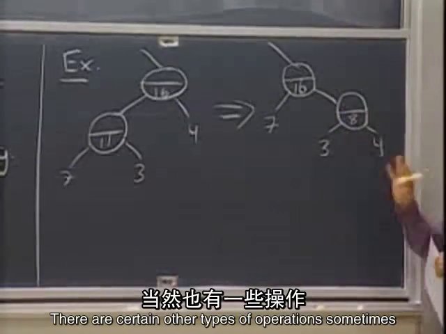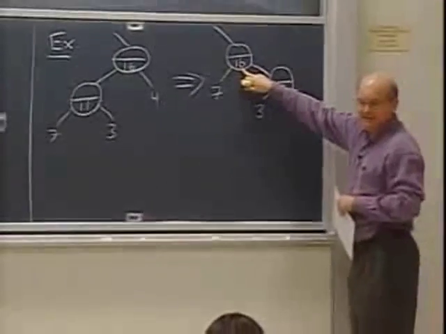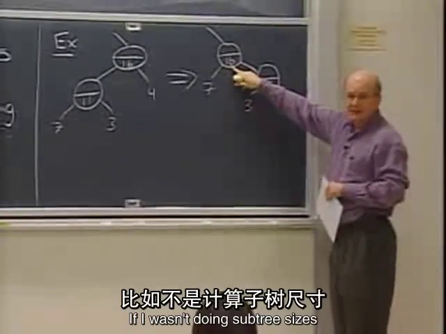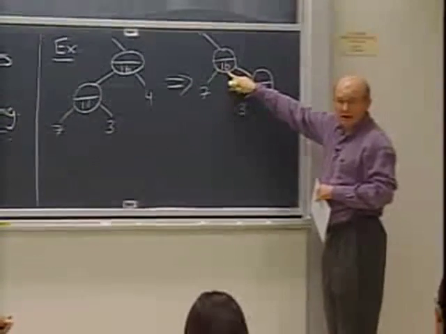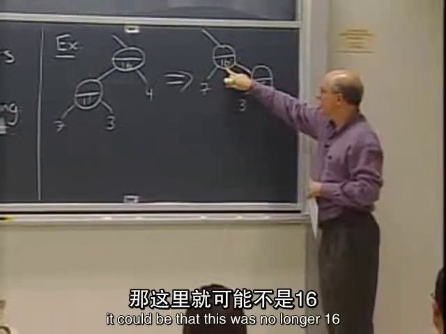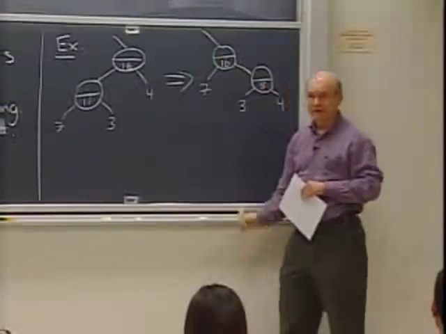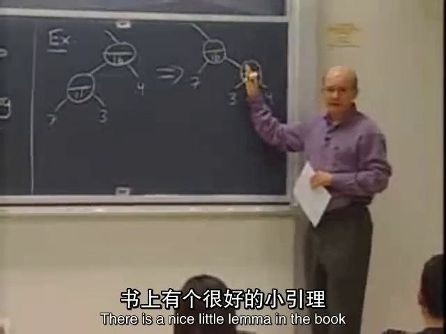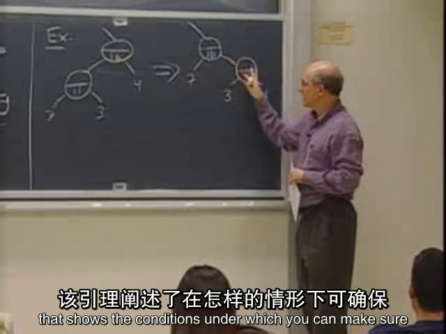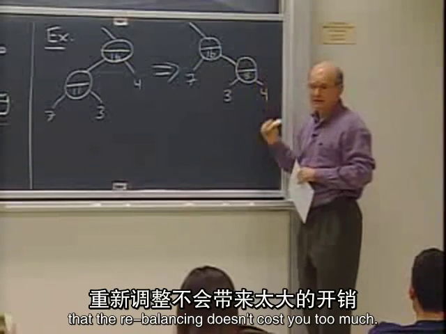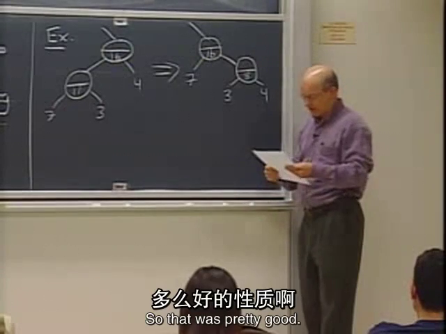Now there are certain other types of operations that sometimes occur where this isn't the value. If I wasn't doing subtree sizes but some other property of the subtree, it could be that this was no longer 16, in which case the effect might propagate up towards the root. There's a nice little lemma in the book that shows the conditions under which you can make sure that the rebalancing doesn't cost you too much. So that was pretty good.